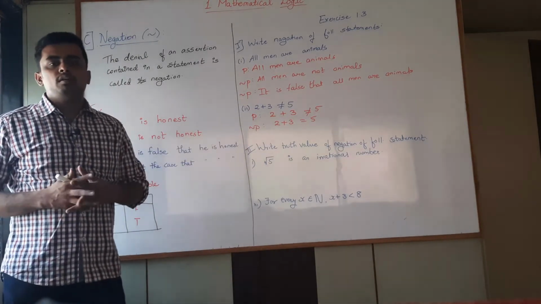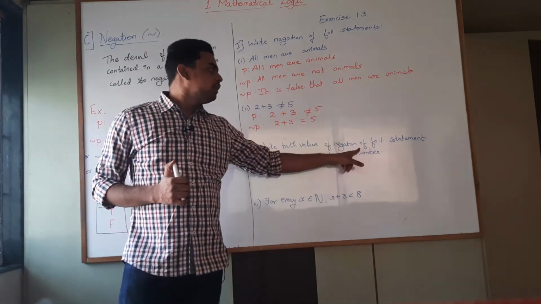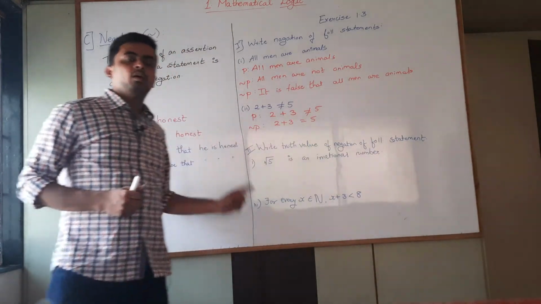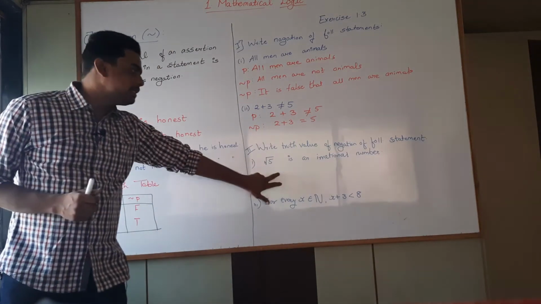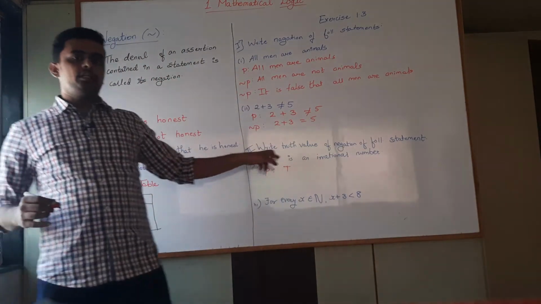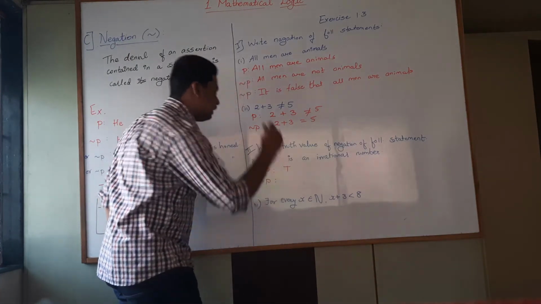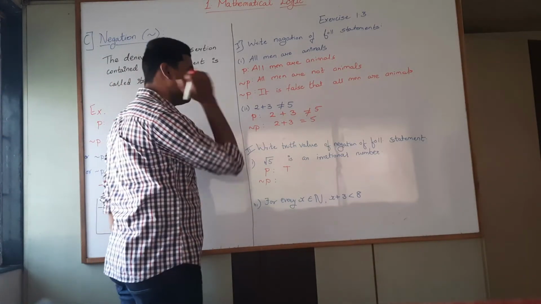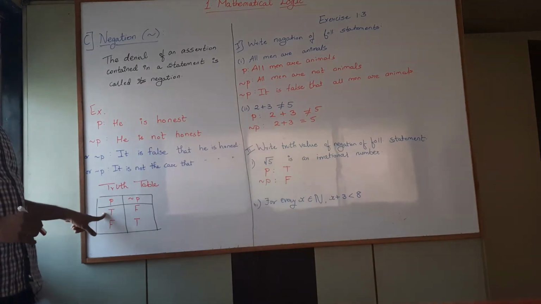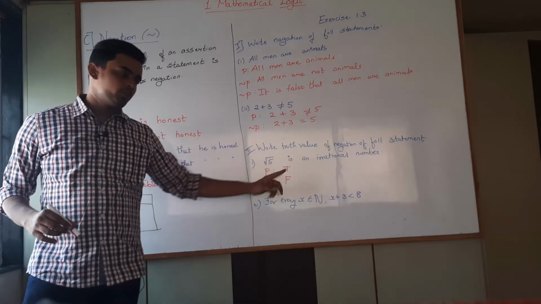Now let us see what the truth values of negations of the statements are. Write truth value of negation of the following statements. So we will see: root 5 is an irrational number. Root 5 is an irrational number, which means it is a true statement. So P is true. My P statement, root 5 is an irrational number, is true. Therefore negation of P will be root 5 is not irrational, which means it will be a false statement. If my P is true, my negation of P will be false.